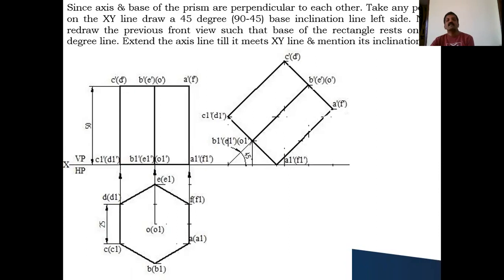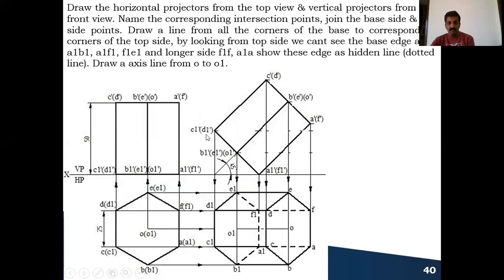Now after this, to draw the top view, as usual, keep on drawing the vertical projectors from all the points like this, and then draw the horizontal projectors from all the points like this, one by one. So now we coincide the points one by one. How to do that? A1 is here, A1 dash is here, this is A1. B1 is here, B1 dash is here, this is B1. C1 is here, C1 dash is here, this is C1. D1 is here, D1 dash is here, this is D1. E1 is here, E1 dash is here, this is E1.